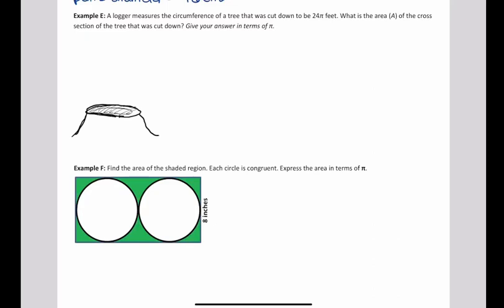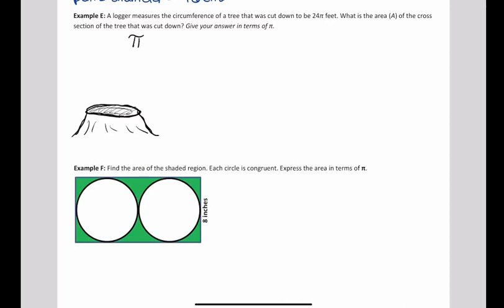And that's something you can figure out. You can put a tape measure around it. You can measure it around, and we can figure out what that stump is right there. So the logger measures the circumference around the tree, and the circumference is 24 pi feet.